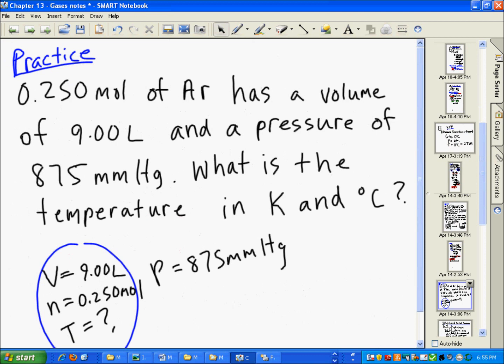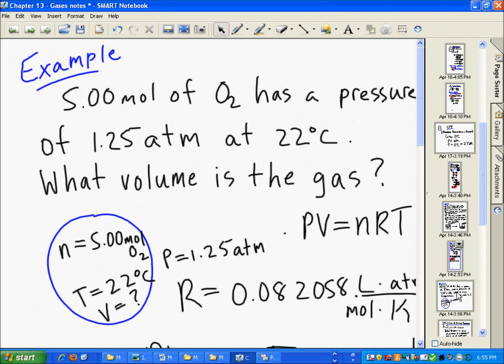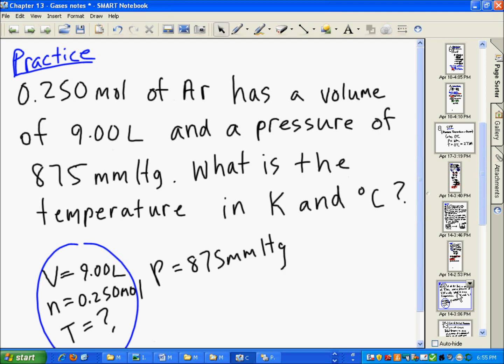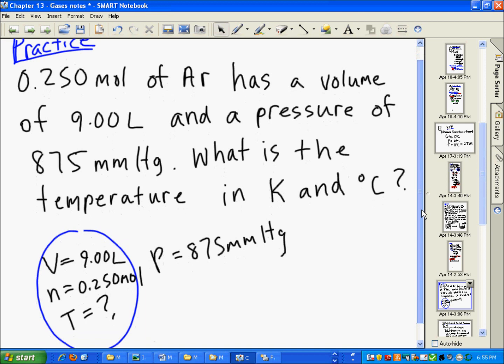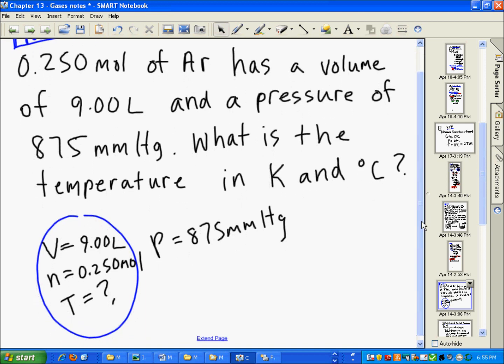Maybe we should do another single gas under a single set of conditions. So let's do the next one after the problem we just did, since we're on that roll of single gas under a single set of conditions. In this one we have 0.250 mole of argon, and it has a volume of 9.00 liters and pressure of 875 millimeters of mercury. What is the temperature in Kelvin and degrees Celsius?